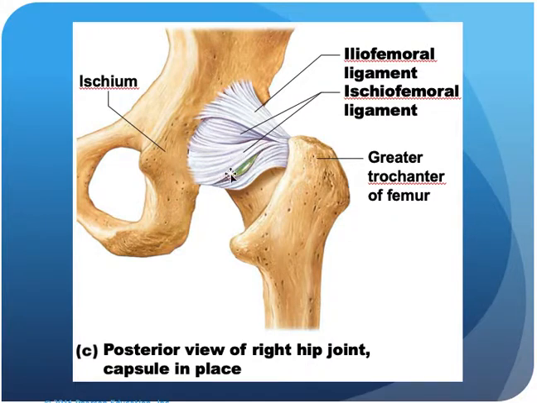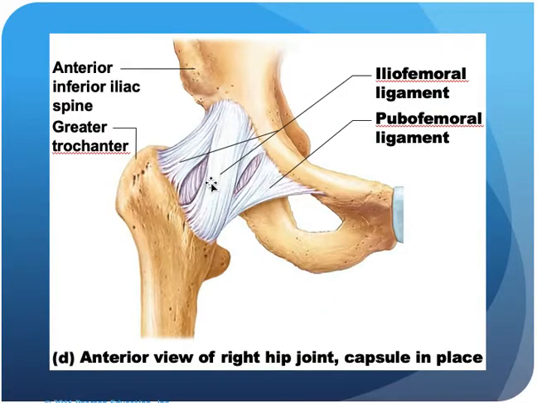And if I can see that ischiofemoral, I know I'm looking at the backside. And then if I come to the anterior part, I can see that pubic bone here, but I can still see the top part of the iliofemoral. But I also get this pubofemoral that's going to run from my pubic bone all the way over to my femur. So again, anterior, posterior, medial, lateral, orienting yourself is really, really important to be able to label these properly.